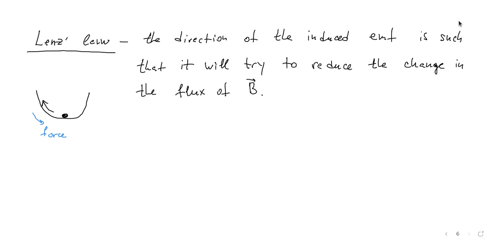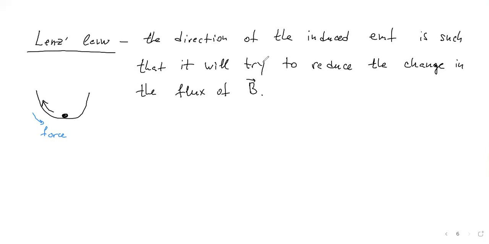Of magnetic field. Probably this doesn't tell you a lot, but the logic is the following. You're trying to change the flux. For example, you increase the strength of the magnetic field. Then you will induce EMF.